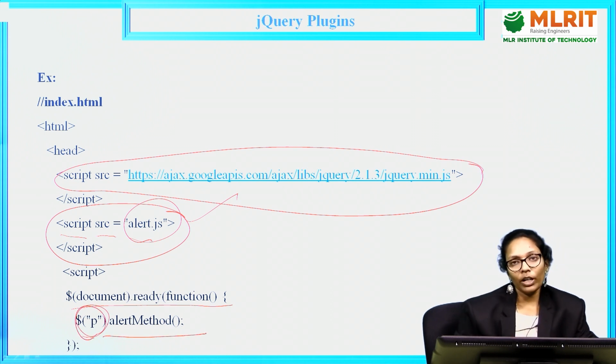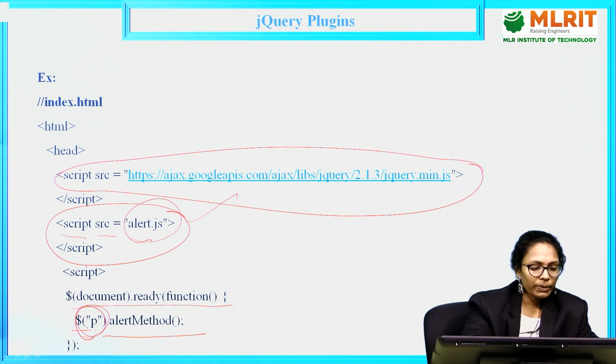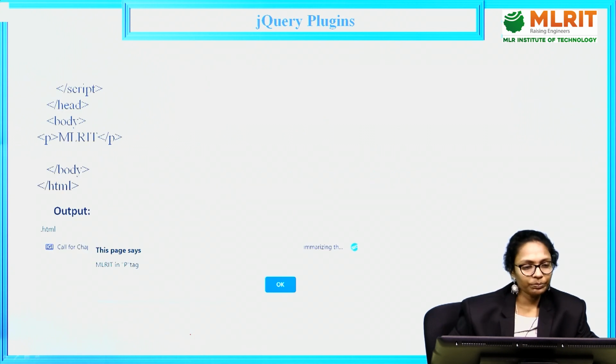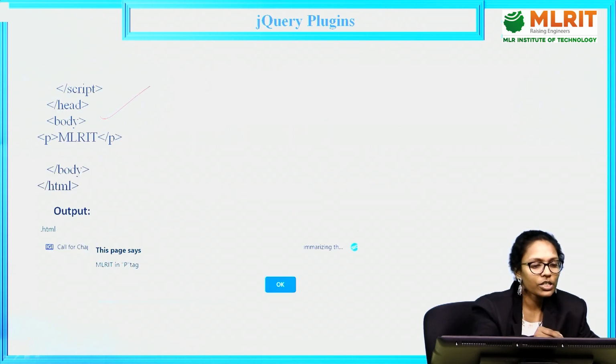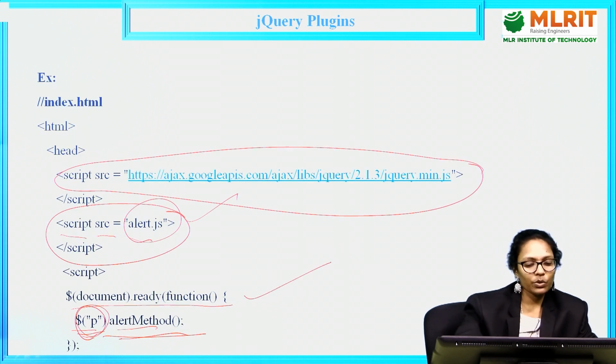Here, p element means we may have multiple p elements. For all the p elements, I need to iterate this, right? That's why you are writing this dot each. For each element, that function will be applied, iterated. So here for the p element, you are applying this alert method. In the body section, we have only one p element. In this p element, you have MLR ID. So that means whenever my document is loaded, whenever our document is ready, automatically it should call the alert method.